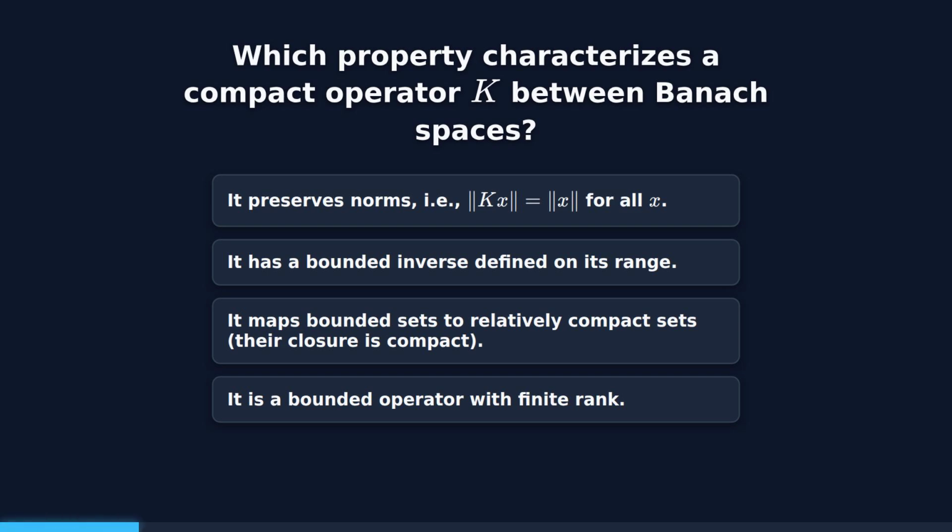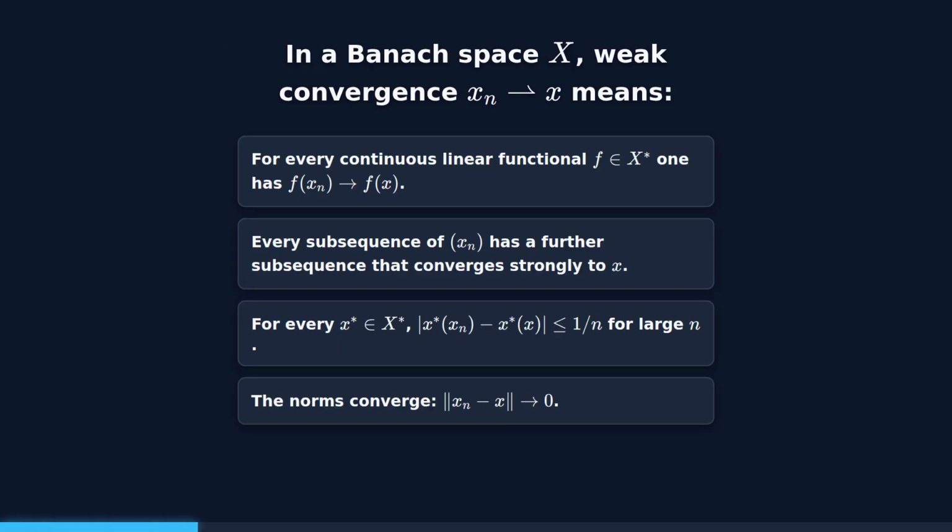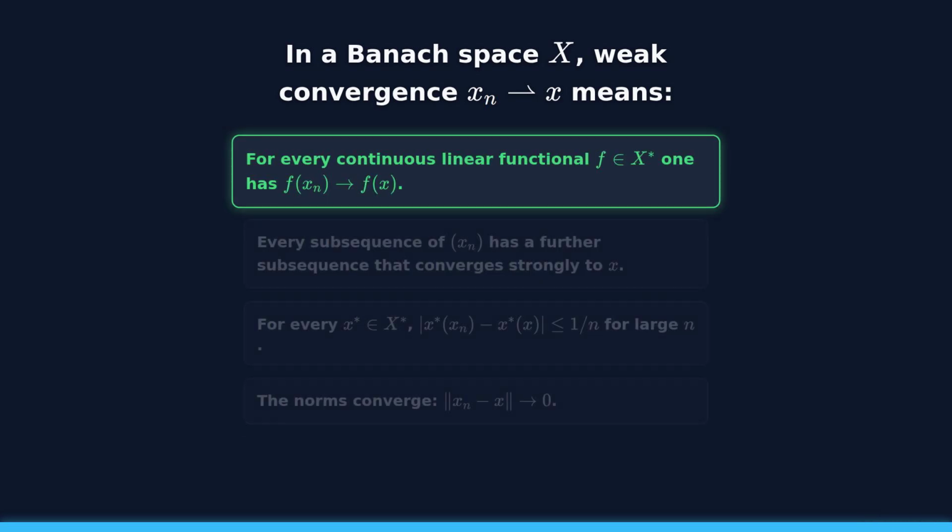Which property characterizes a compact operator K between Banach spaces? It maps bounded sets to relatively compact sets. Their closure is compact. In a Banach space X, weak convergence of x_n to x means for every continuous linear functional f in X*, one has f(x_n) converges to f(x).